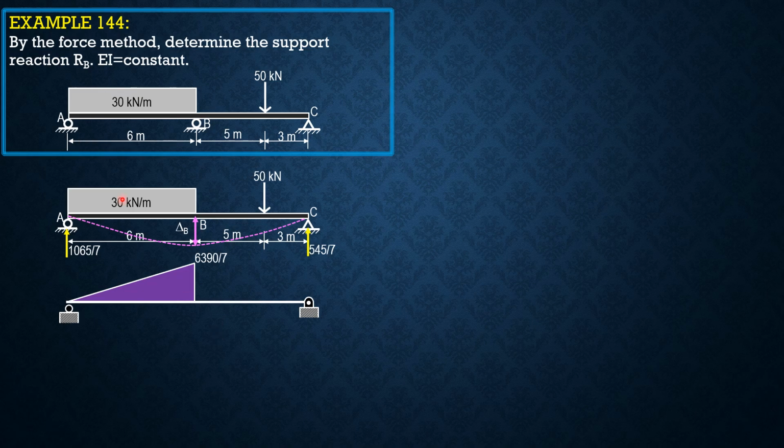Then moment of the 545 over 7 times 8 is 4060 over 7. Moment of the uniform load, second degree, it is 540, 30 times 6 times 3. And moment of the 50 kilonewton load, 50 times 5, 250 as shown. So first, let's solve for theta A, and that's theta C.